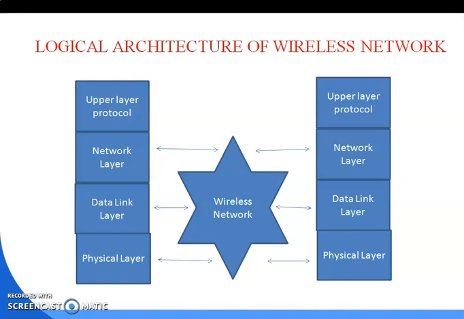So out of the 7 layers in the OSI model, the 3 layers, network, data link, and physical layer, are actually involved in the communication system. That's why these layers are indicated in these protocols or in this wireless network.